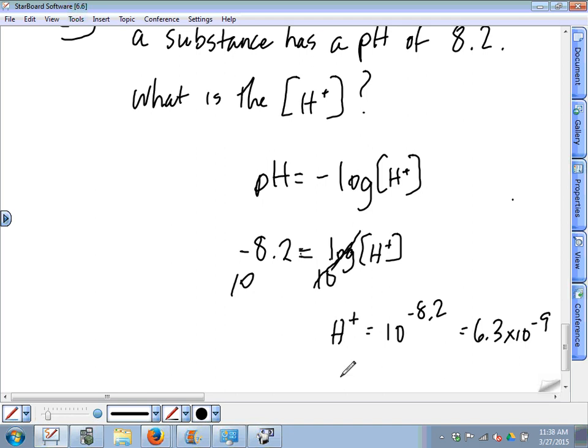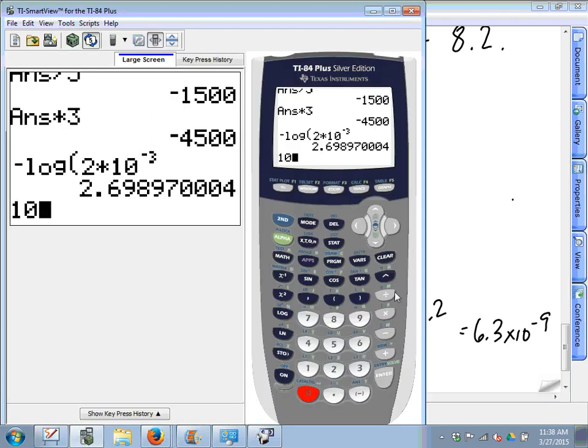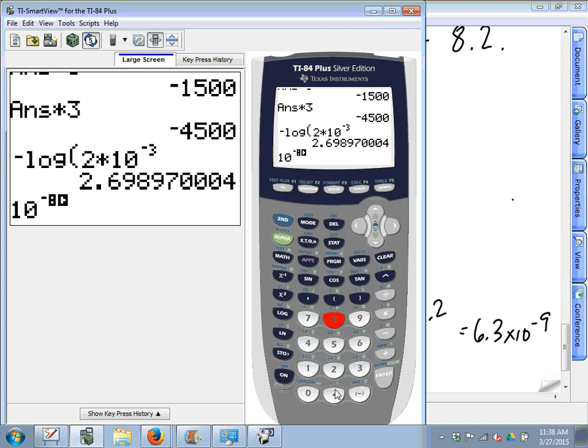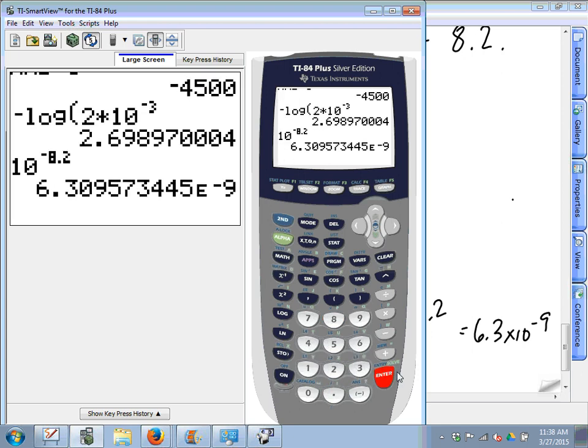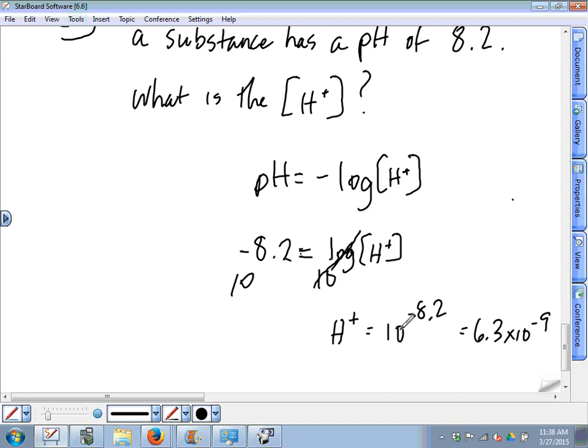Pretty small number. So typing it into a calculator, also pretty easy. Just base 10, and then the exponent is negative 8.2. Now you gotta know how to read this. It gives you a lot of decimals, and then it gives you an E negative 9 at the end. That just means scientific notation. So it's 6.3 times 10 to the negative 9 is how you'd read that.